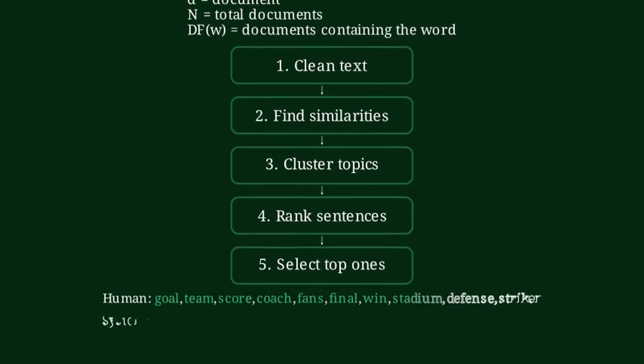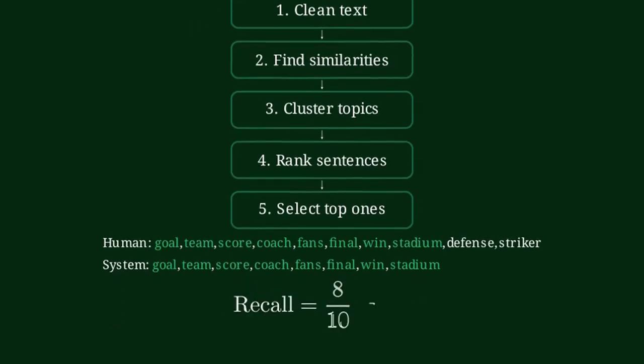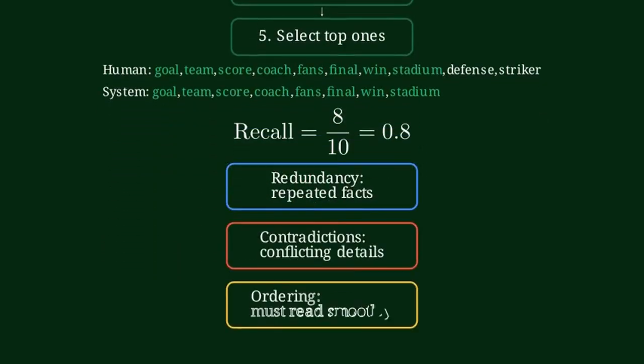To check quality, we compare the computer summary to a human summary using ROUGE. The idea is recall, how many keywords overlap. If the human summary has 10 keywords and the system has 8 of those, the recall is 8 divided by 10, which is 0.8. Multi-document summarization is hard because of 3 big issues: redundancy, contradictions, and ordering.